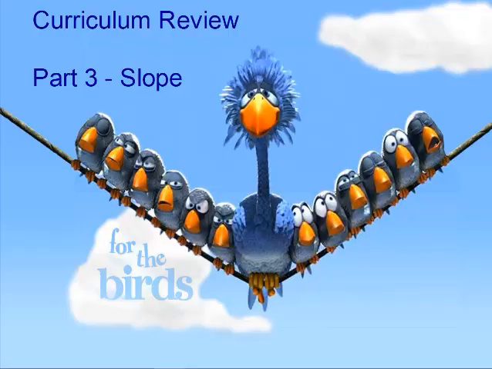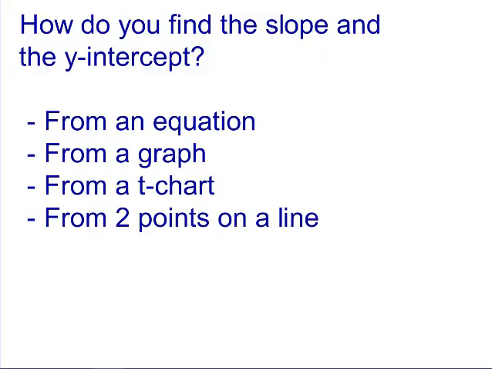All right. So I got a question for you about slope. It says, how do you find the slope and the y-intercept? Well, there's 4 ways that you can do it. You can do it from an equation, from a graph, from a T-chart, and from 2 points that lie on a line. Well, today what we're going to do is focus on the first 3 parts: from an equation, from a graph, and from a T-chart.